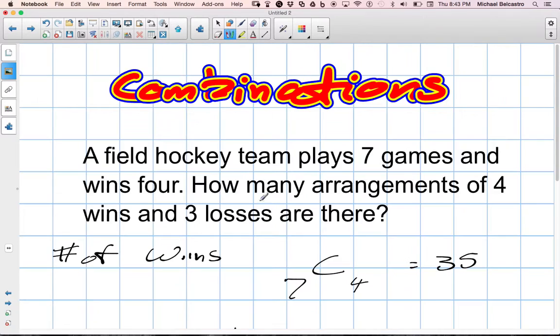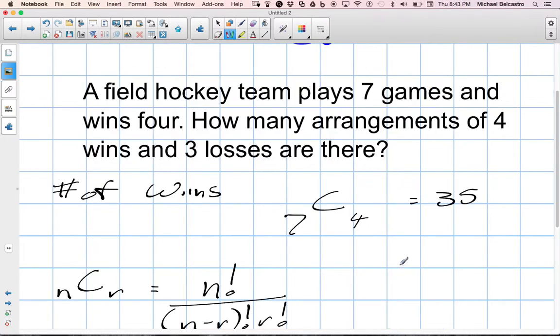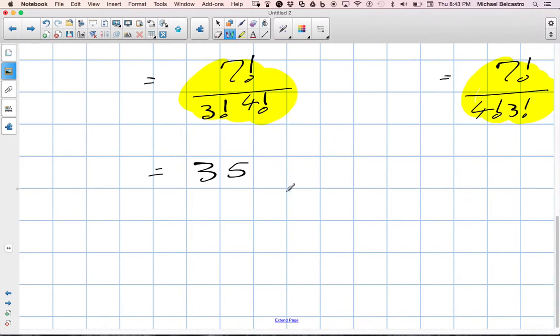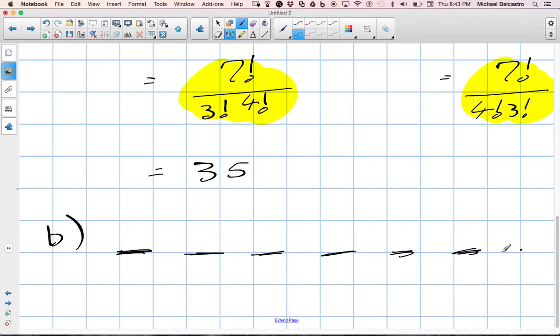You know what? I'll even go into question B here. Question B asks, how many are there that don't have consecutive wins? Well, we'll do part B. Let's kind of draw a visual map of this. Let's put our 7 placeholders: 1, 2, 3, 4, 5, 6, 7. We want it to be non-consecutive.